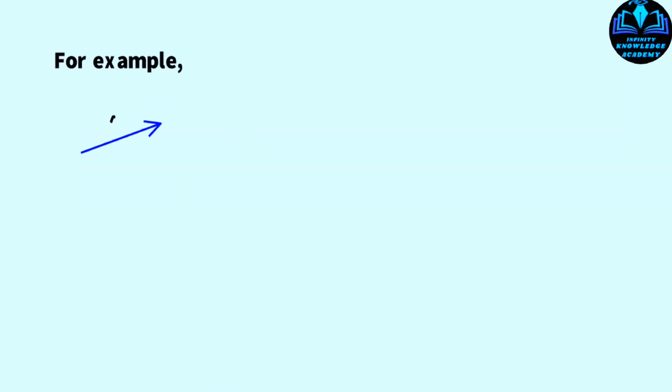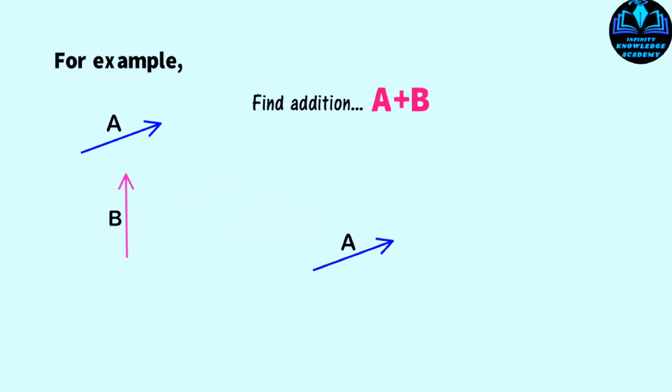Now for example, if I have two vectors A and B, and if someone is asking me to find the addition of these two vectors A plus B, what I will do, I will take the vector A and now I will take the vector B and I will join the tail of the vector B with the head of the vector A. Then I will take another vector and join the tail of the vector A with the head of the vector B, and this is the resultant vector, and this resultant vector is giving me the addition of two vectors A plus B.